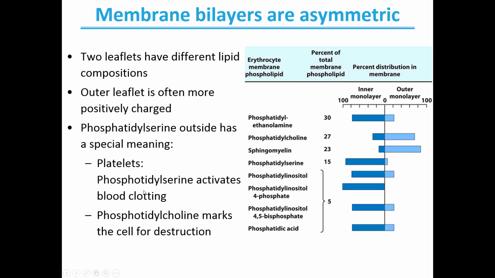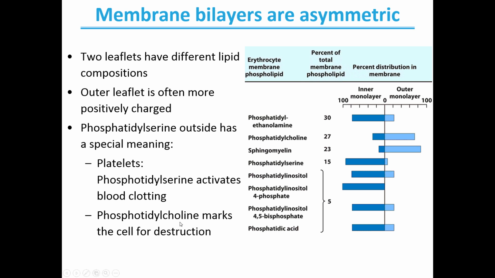The phosphatidylserine has to be on the outside of your platelets to activate blood clotting. Well, if you think about the process of blood clotting, it requires cells to interact with each other in a specific way. Well, we don't want all of our cells to do that when it's not specifically called for. So most cells have phosphatidylserine on the inside, where our platelets have a lot on the outside.